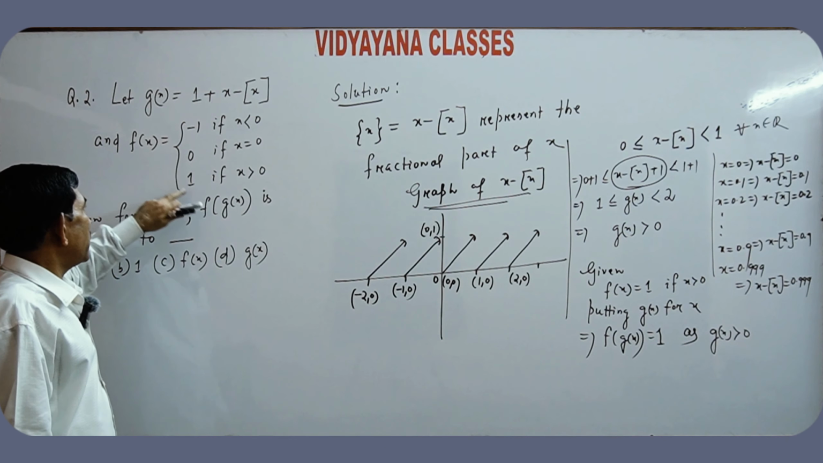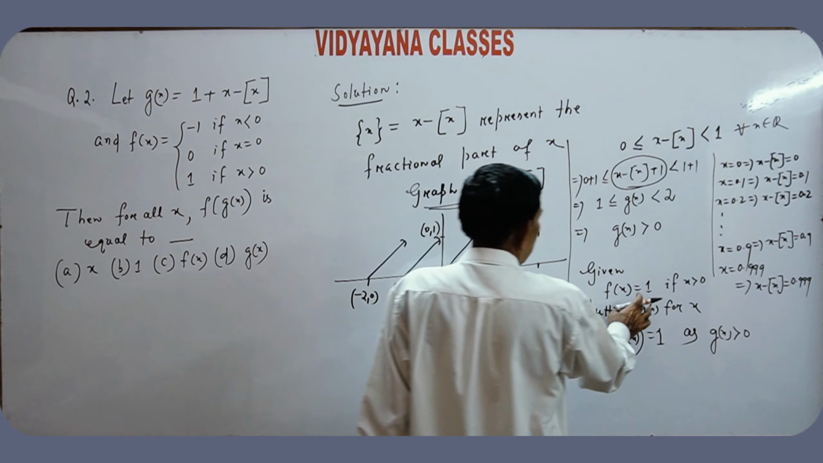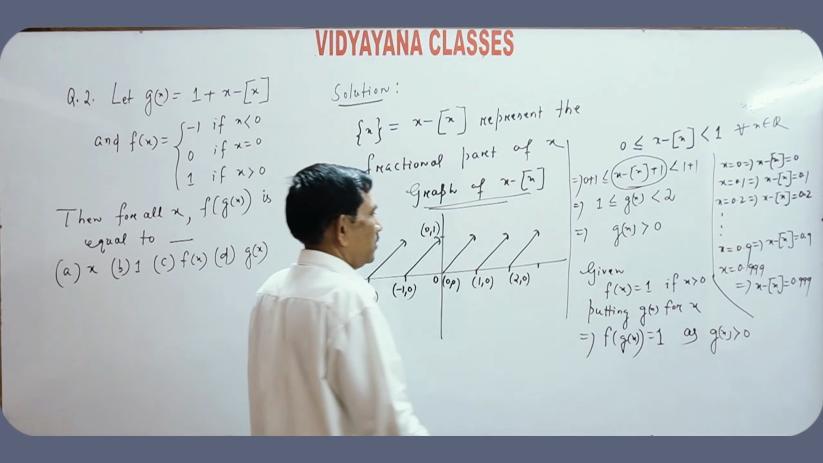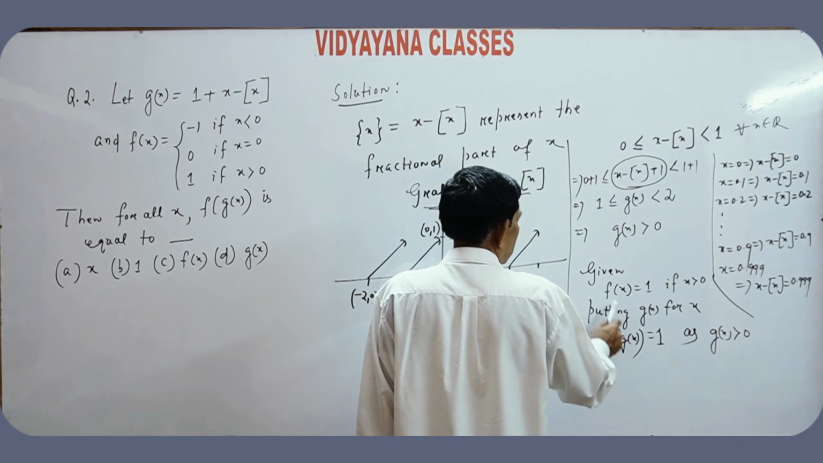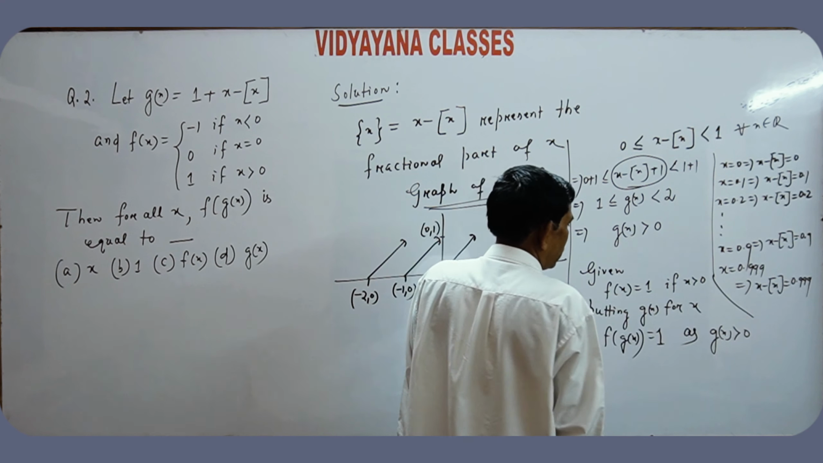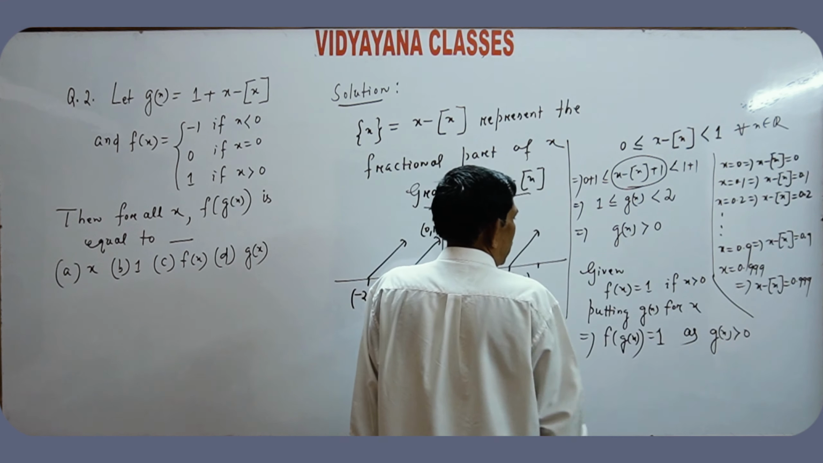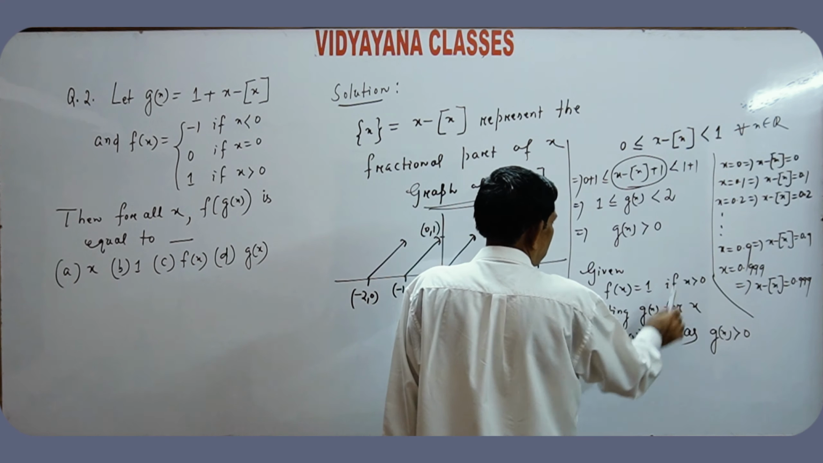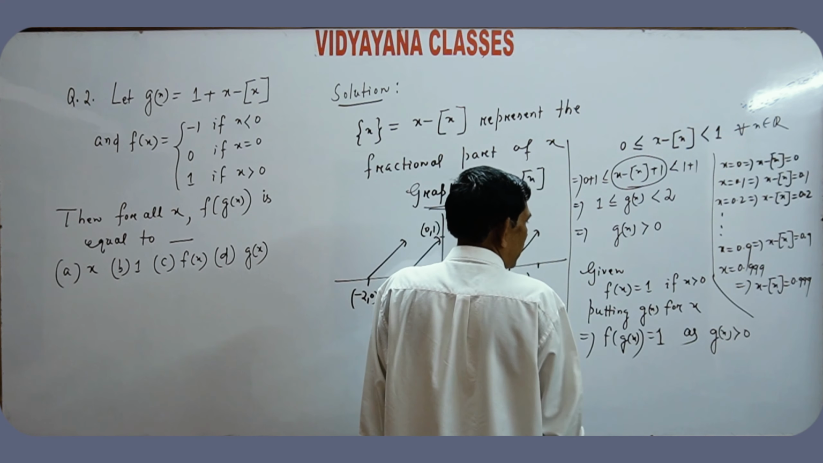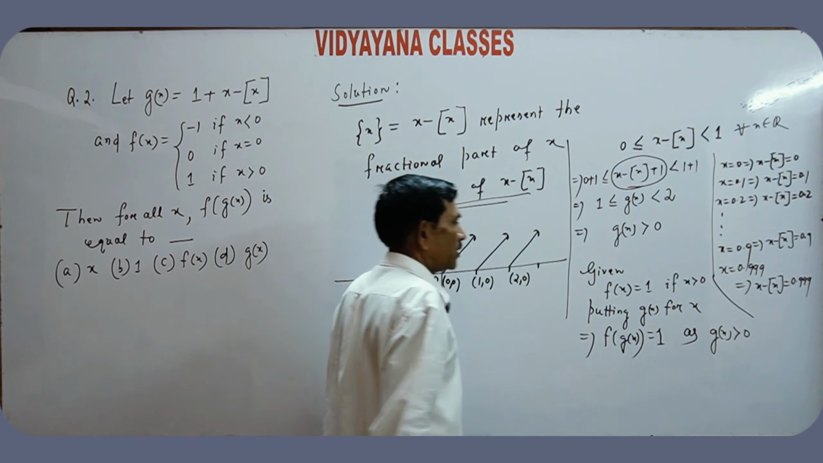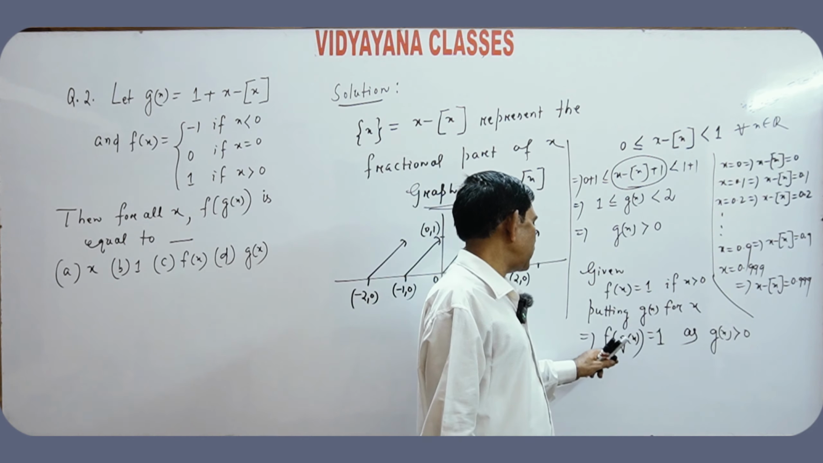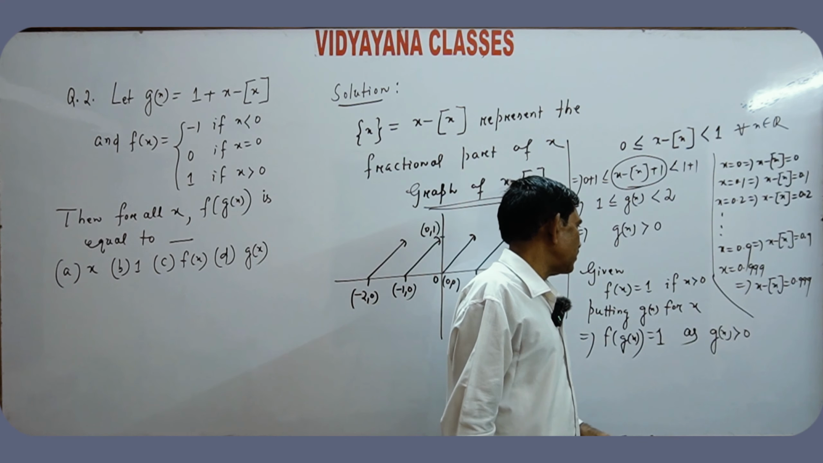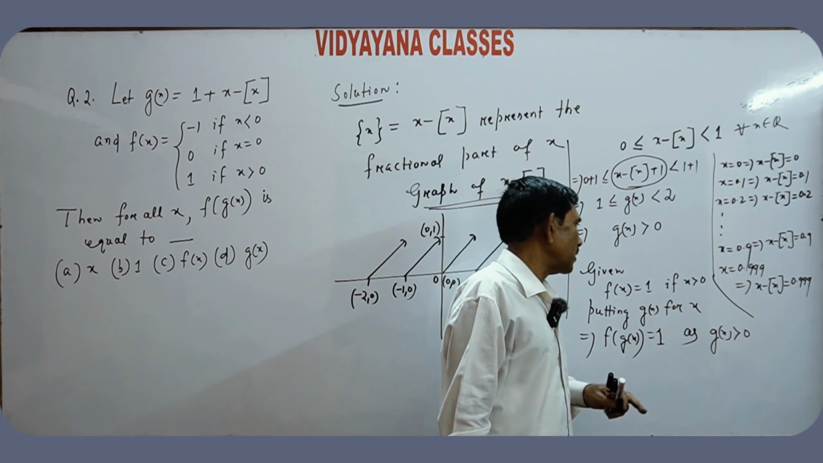Given f(x) = 1 if x > 0. Putting g(x) for x, f(g(x)) is equal to 1, since f(x) is equal to 1 if x is greater than 0. f of g(x) must be 1 as g(x) is greater than 0. Given f(x) equal to 1 if x greater than 0.